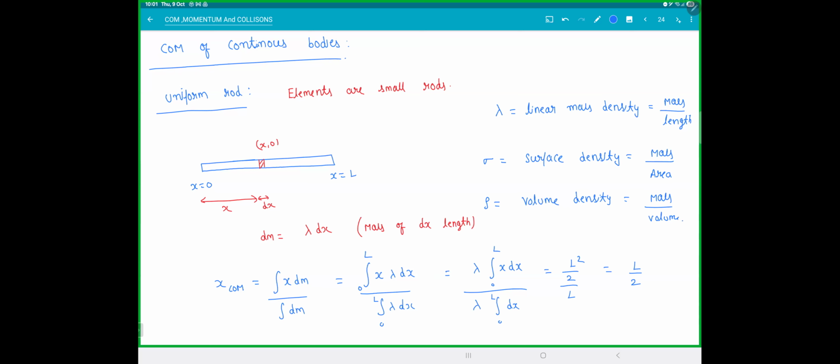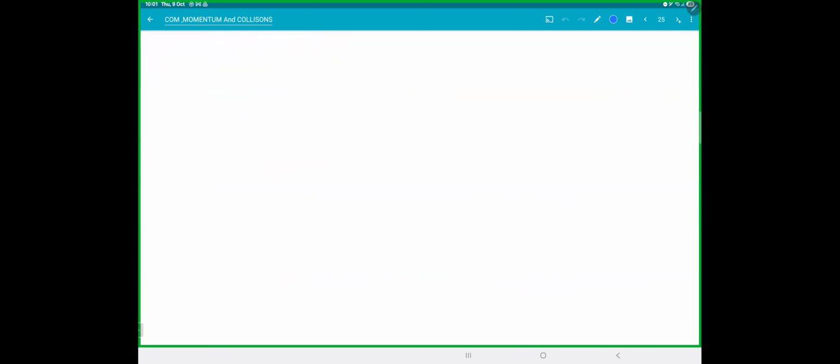Have a look at this. Now let's do a question based on this. Clear with this? Let's see. We have a rod, x is equal to 0, x is equal to L, and let's say lambda is equal to lambda naught x square. Find the center of mass.